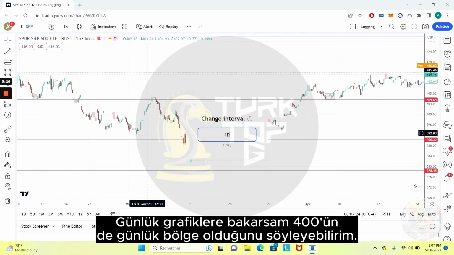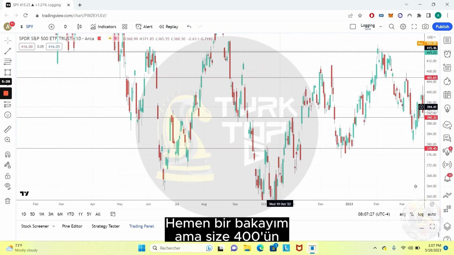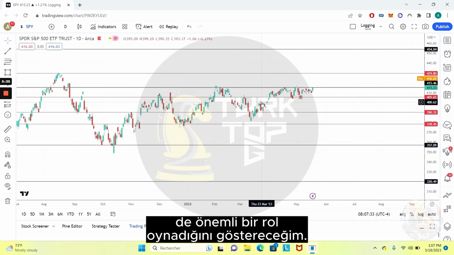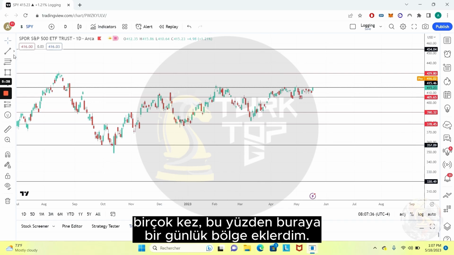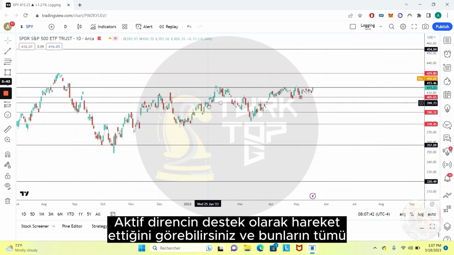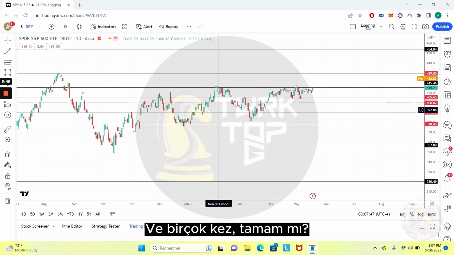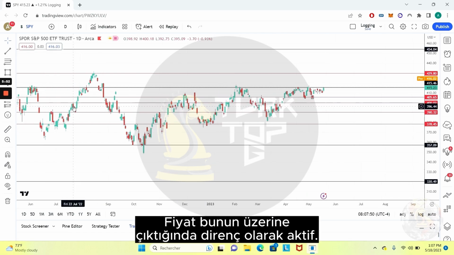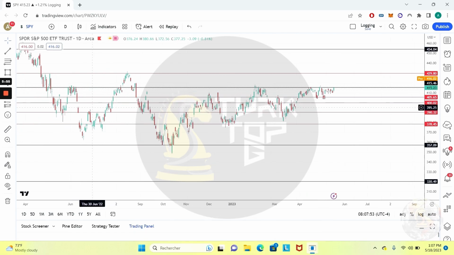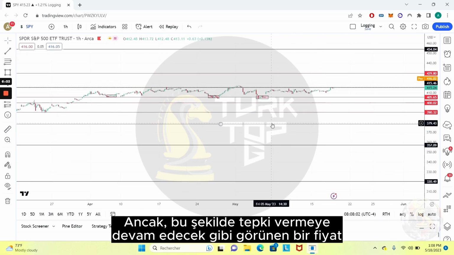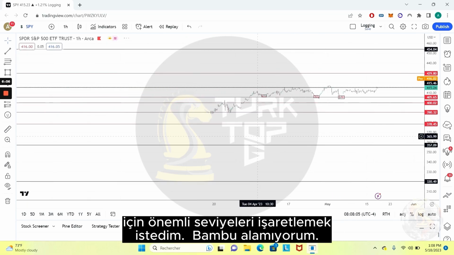If I went on the daily charts, I would say 400 is also a daily zone. Let me just look at it real quick, but I'll show you guys. 400 also plays an important part multiple times, which is why I would add a daily zone here. You can see it acted as resistance, acted as support, and this is all on the daily charts. Acted as resistance, and so on, multiple times, okay? Acted as resistance once price went above it. Obviously, it's not as clean. Maybe it's a 4-hour chart, I would not be sure. But I just wanted to mark important levels where price seems to keep reacting. That way I don't get bamboozled.